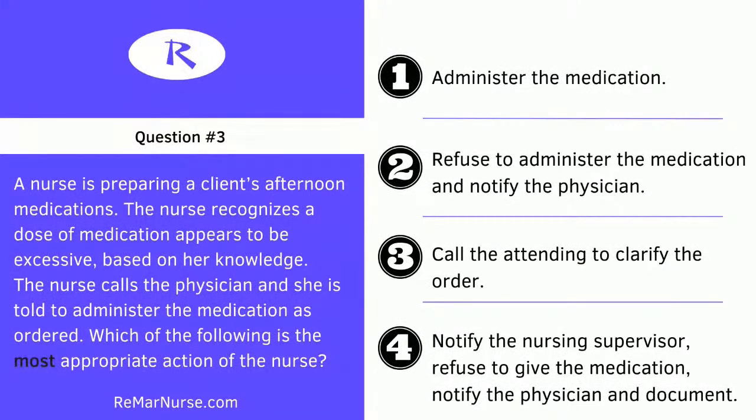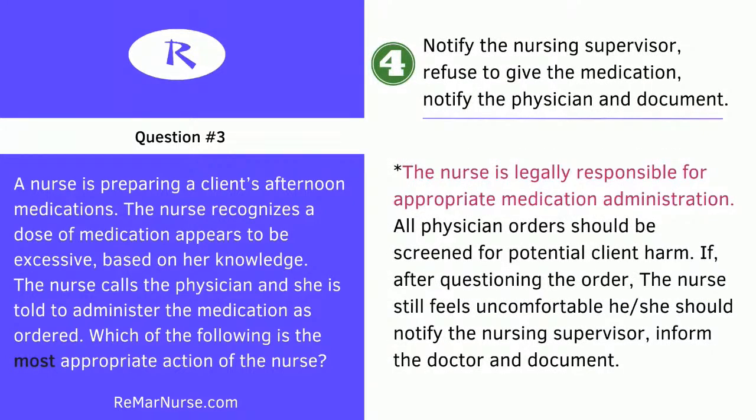Okay. Wow. All right. So this is just what I was talking about. So you guys see the situation here. What is the safest thing for the nurse to do? The most appropriate. What is the most appropriate? Got to think about what you would do. What is the best thing to do? And I'm going to give you guys the answer, and then I'm going to talk about it just for a second. The best thing to do is to go ahead and notify the nursing supervisor, refuse to give the medication, notify the physician, and document it.